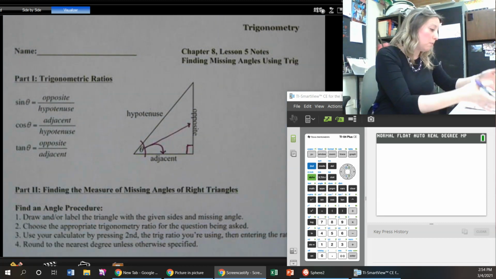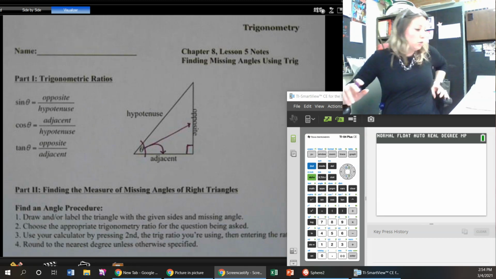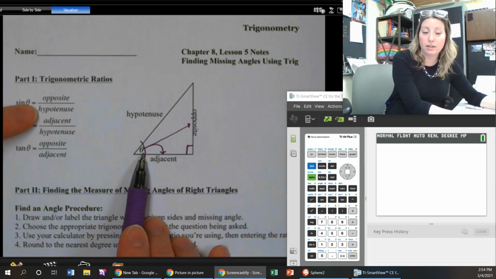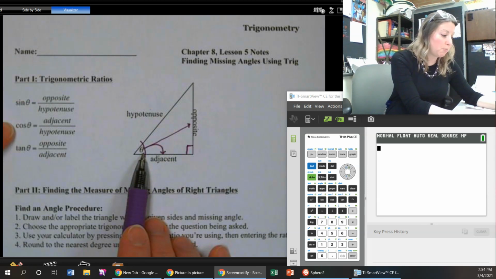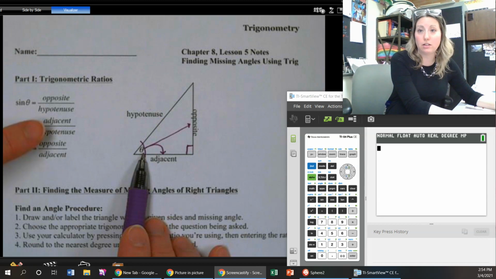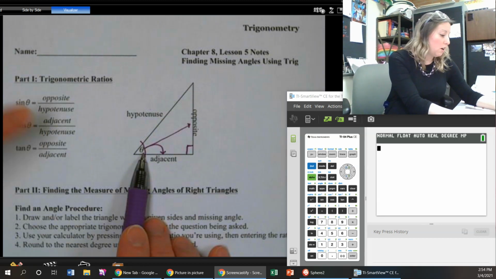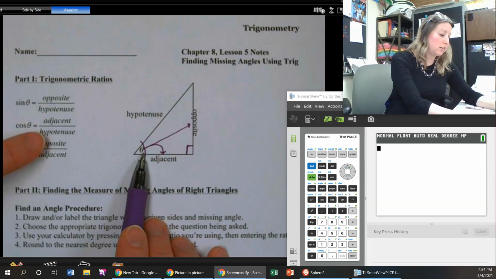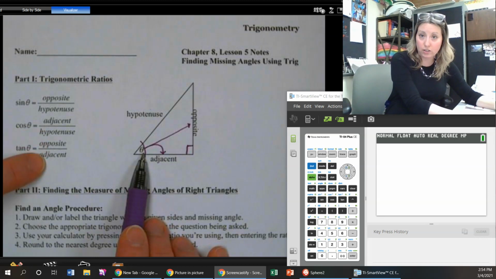And of course, working on memorizing our trig ratios, the sine of the angle measure is equal to the opposite side divided by the hypotenuse side. The cosine of the angle measure is equal to the adjacent side divided by the hypotenuse side. The tangent of the angle measure is equal to the opposite side divided by the adjacent side.